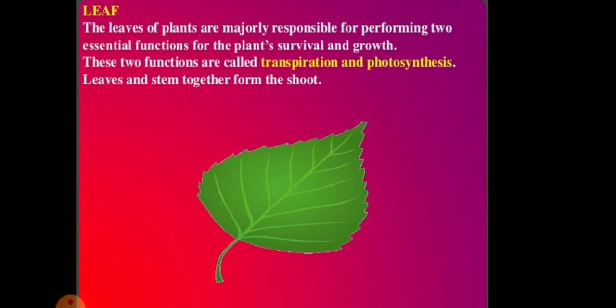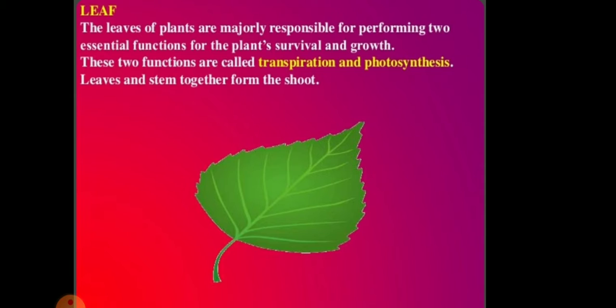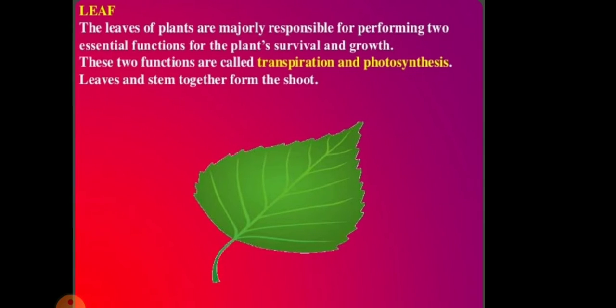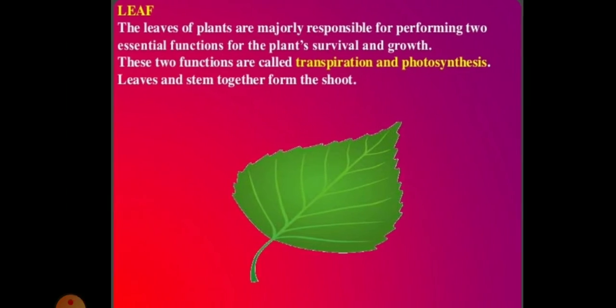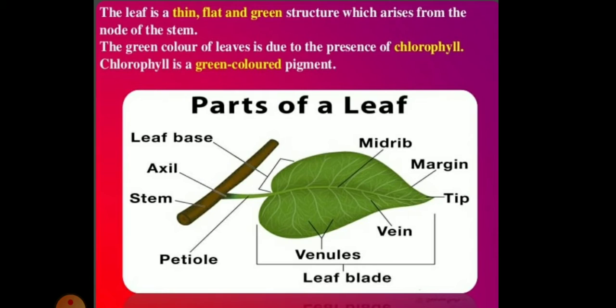Children, you can see the picture of the leaf in this diagram. There is a flat green part of the leaf which is known as the leaf blade, or we can say the lamina. The leaf is a thin, flat and green structure which arises from the node of the stem. The green color of leaves is due to the presence of chlorophyll, which is a green colored pigment.